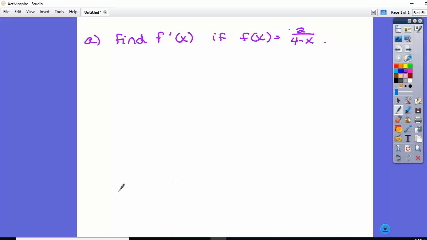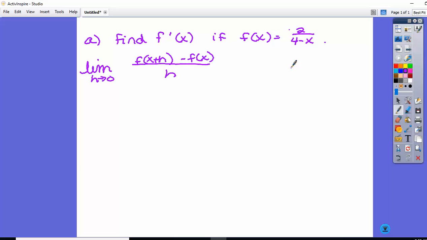So let's say I ask you to find f prime of x if f of x is 2 over 4 minus x. What is the definition of derivative? Yeah, it's the rate of change. It's our slope of the tangent line. You have to do the limit as h approaches 0. You should write that limit on every step until you plug it in. F of x plus h minus f of x all over h.